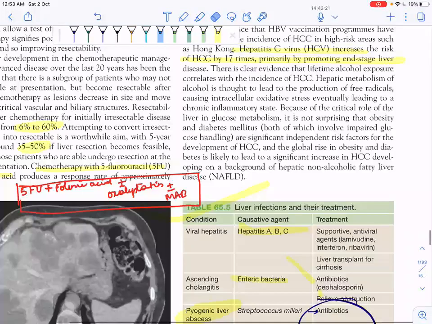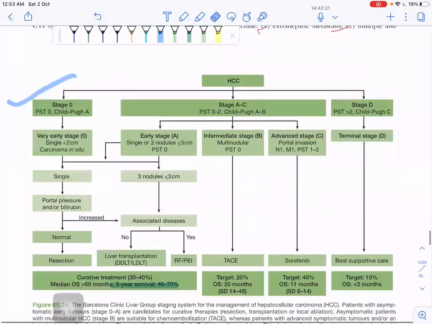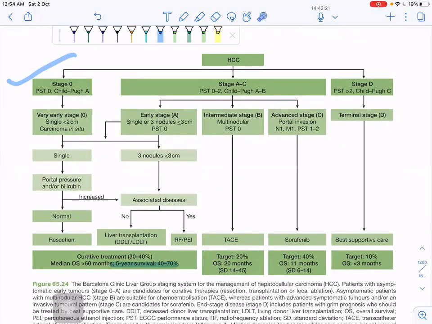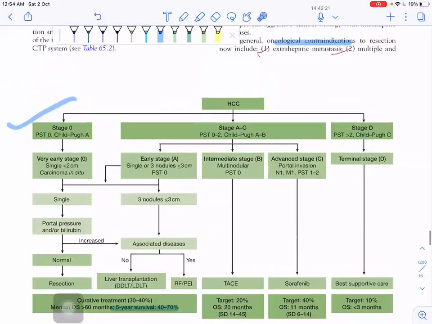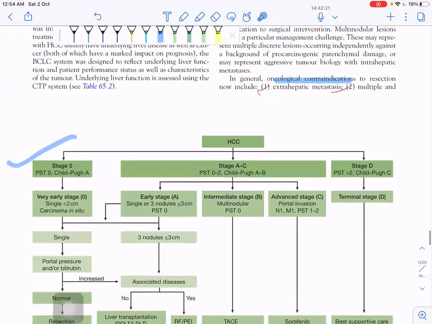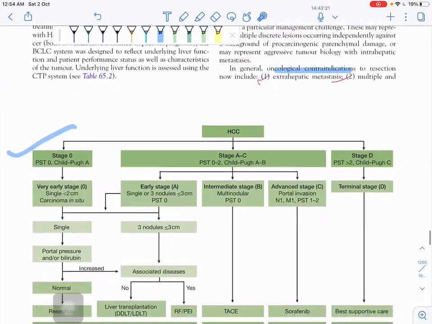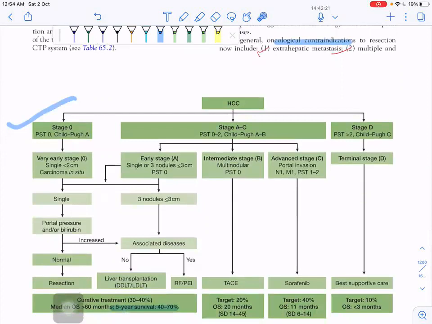These are the staging for the hepatocellular carcinoma. This is already known, I think no need to repeat this one. Very important one, this is the BCLC system. What are the things the BCLC is based upon? They will tell first performance staging score, Child-Pugh score.